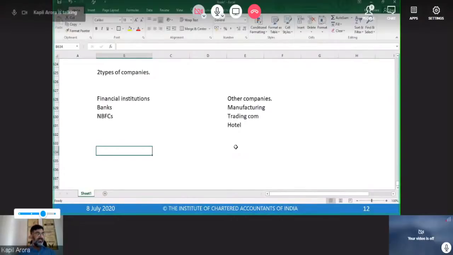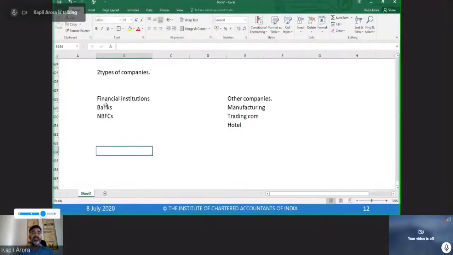Okay, guys. Sorry, it got disconnected. I was discussing that there are two types of companies. I have taken one company as a financial institution, and the other companies are not financial institutions, which is a manufacturing company, trading company, hotel, aviation, airline company, any company.